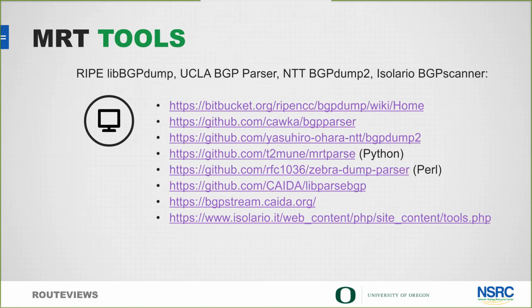Here's just a quick list of MRT tools in terms of parsing and analysis that we found to be useful. I'm not going to try and read through all of these, but if you're interested, take a look. A lot of these are really good tools. I will point out that CAIDA's BGPStream tool is great in terms of taking an MRT file and handing you parsed data that you can quickly use in your analysis.